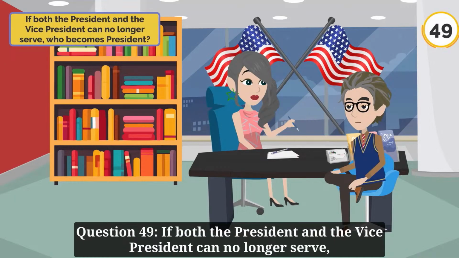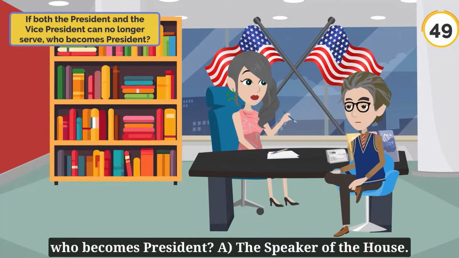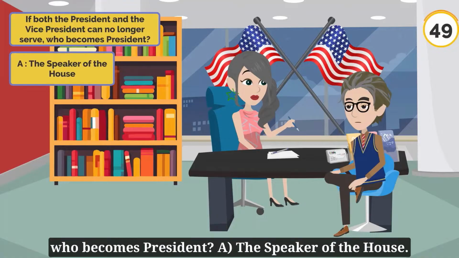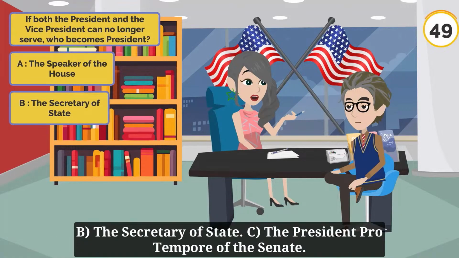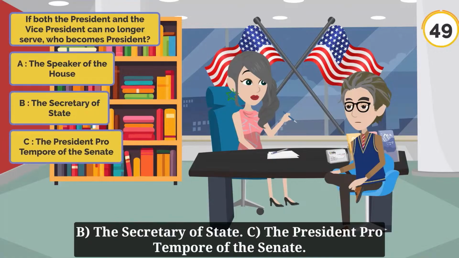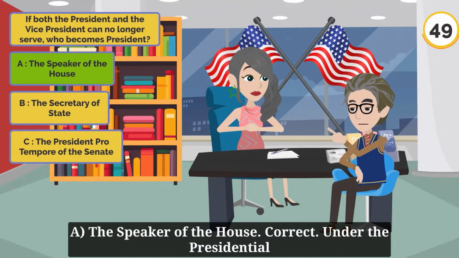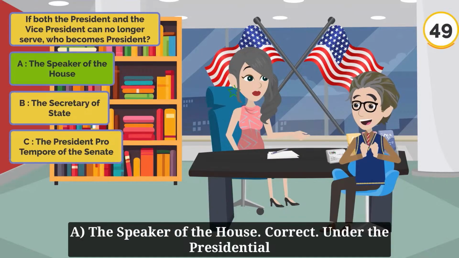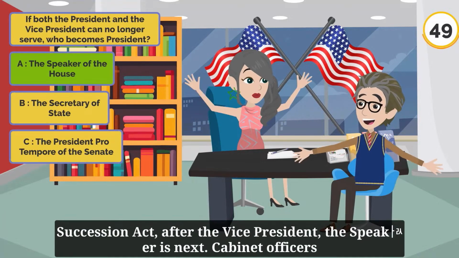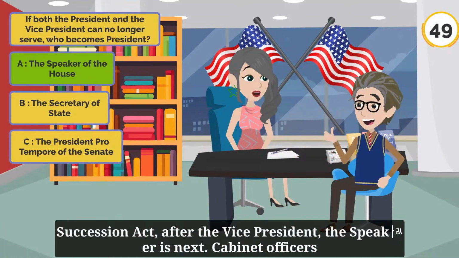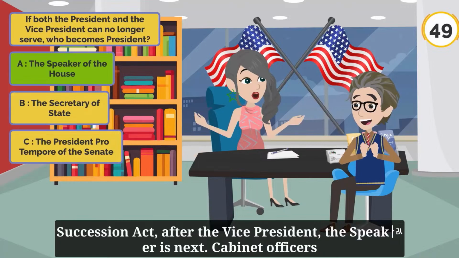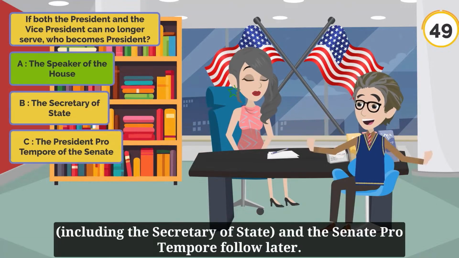Question 49. If both the president and the vice president can no longer serve, who becomes president? A. The Speaker of the House. B. The Secretary of State. C. The President pro tempore of the Senate. I'll go with A. The Speaker of the House. Correct. Under the Presidential Succession Act, after the Vice President, the Speaker is next. Cabinet officers, including the Secretary of State and the Senate pro tempore, follow later.